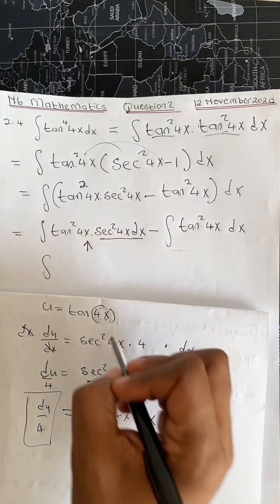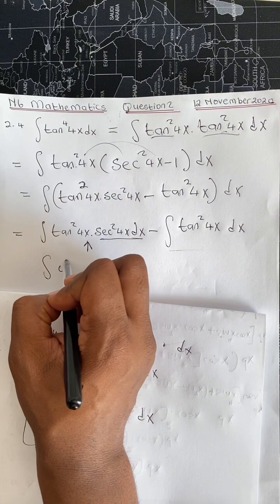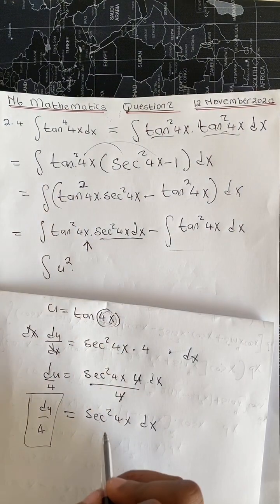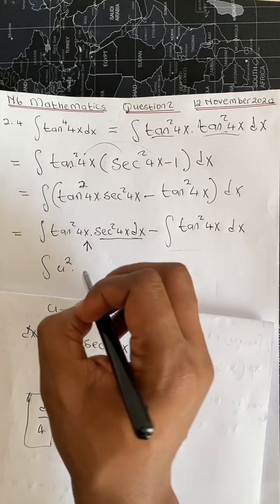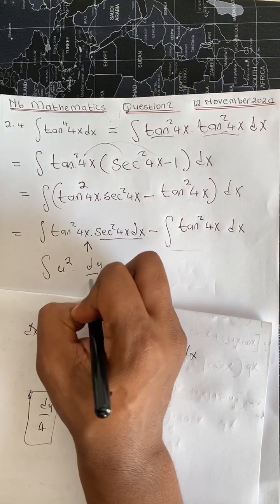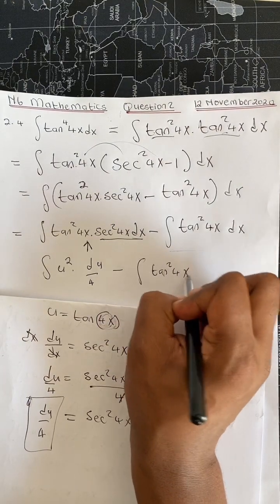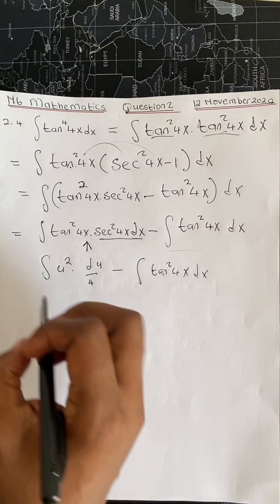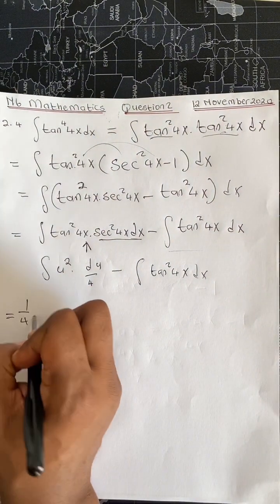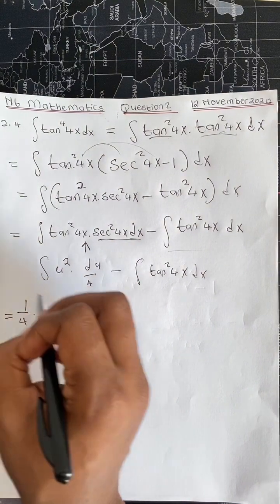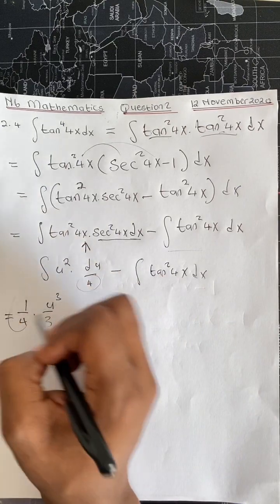So in the place of sec squared 4x dx, we will substitute du over 4, and in the place of tan 4x, we substitute u, but that tan is raised to the power 2, so also square that. So from here we integrate. The integral of u squared with respect to u, with the 1 over 4, will be u to the power 3 over 3, and that 1 over 4 is there.